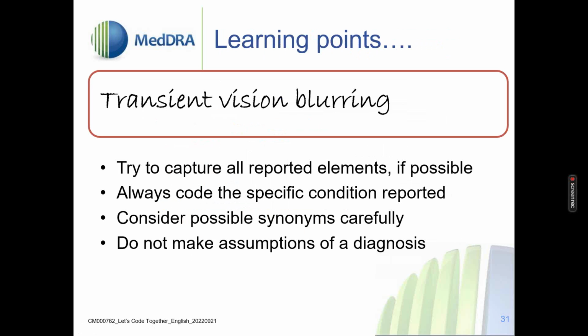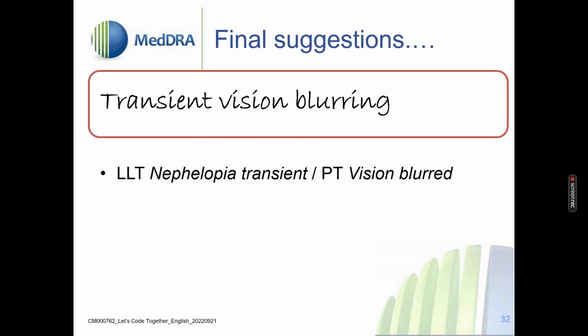So the learning points here are that we try to capture all the reported elements if possible, and we always code the specific condition. So I wouldn't be looking for visual impairment or visual acuity. Most important is to capture the actual condition itself. And if you can capture the transient nature, then that's an additional bonus. Consider synonyms. I wouldn't use one of those synonyms without being able to reference it to be clear that I understood it. And I wouldn't make any assumption of a diagnosis. So the final suggestion there is I would select nephrolopia transient with a PT of vision blurred.